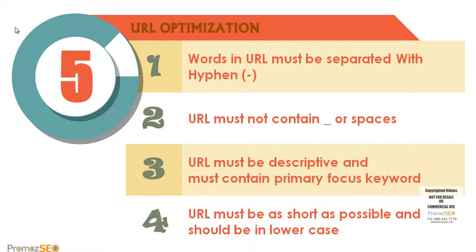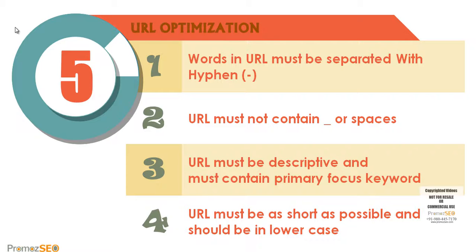Next, fifth point is URL optimization. Very important. Words in URL must be separated with hyphen. You can see many websites with URLs where words are separated with underscore or spaces. That is actually not good for SEO. So all the words you have in your URL must be separated with hyphen, and if you can, at the end of the URL you should add one slash. That is again another very good point.